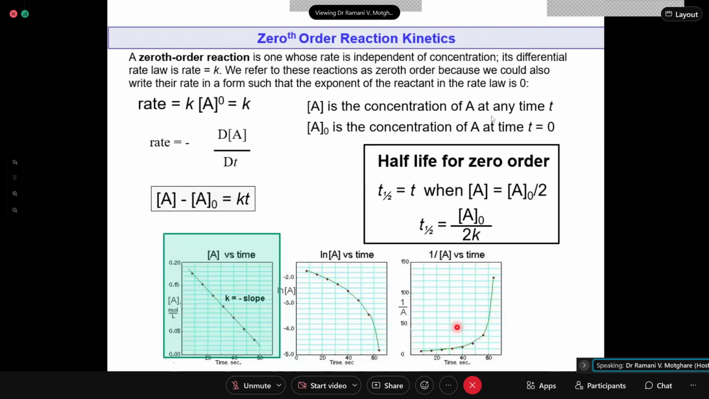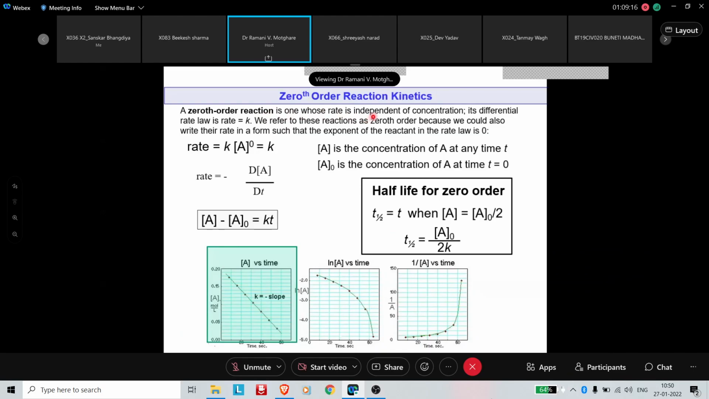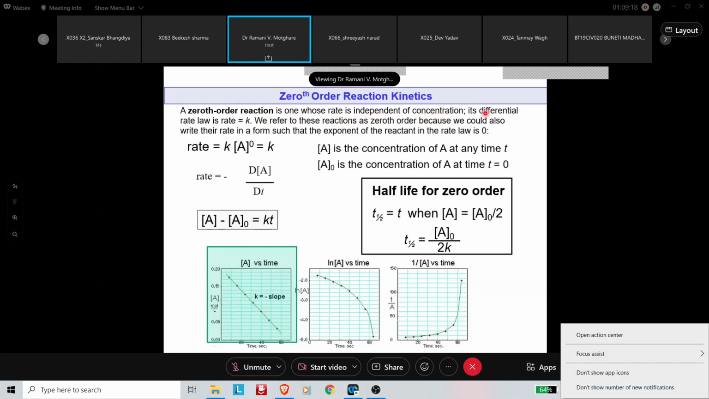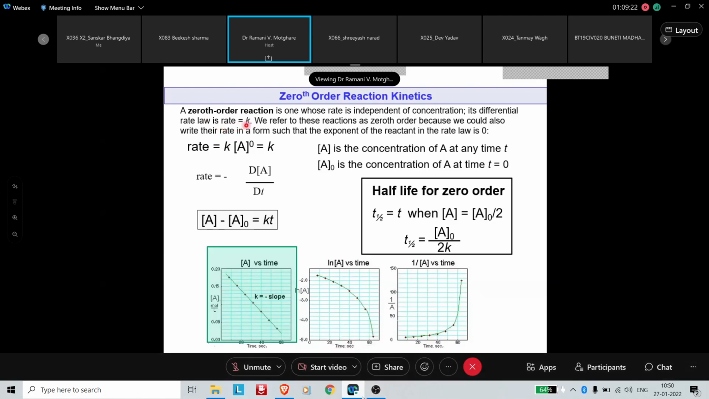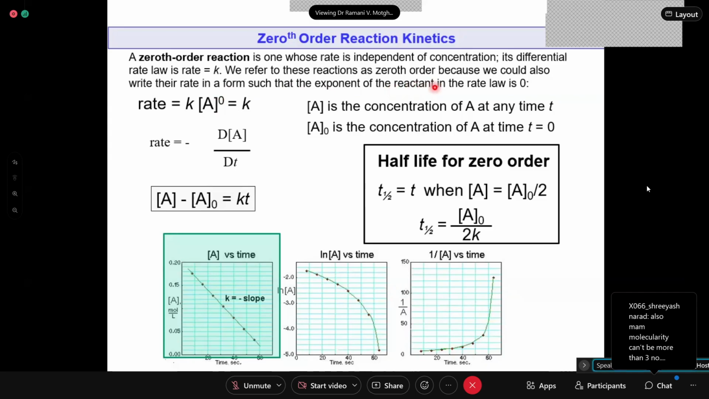Okay. So coming to zeroth order reaction kinetics, a zeroth order reaction is one whose rate is independent of concentration. Its differential rate law is rate equal to k. We refer to these reactions as zeroth order because we could also write their rate in a form such as concentration of A raised to zero, that is, the exponent of the reactant in the rate law is zero.